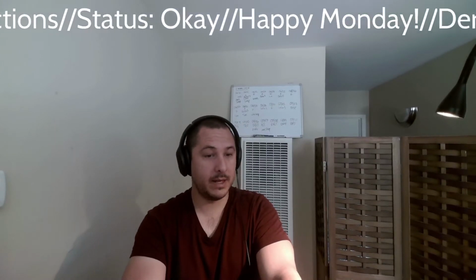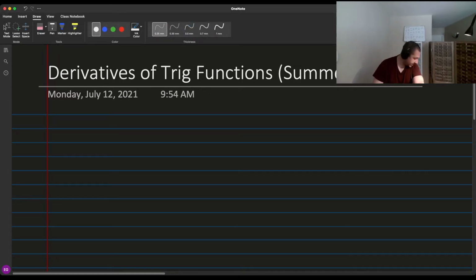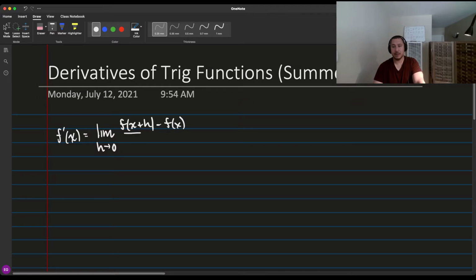So let's go into writing mode. Okay, so let's start by reminding ourselves that if you want the derivative of something, you're going to do the limit as h goes to 0 of f of x plus h minus f of x all over h.